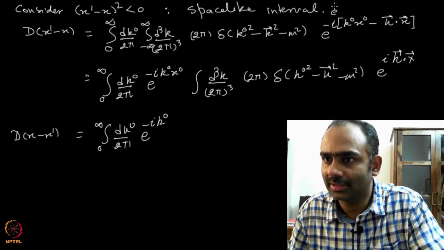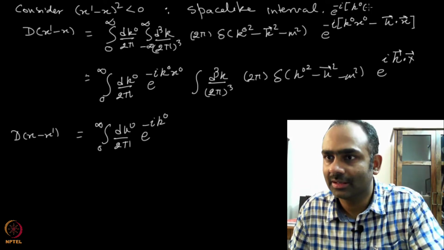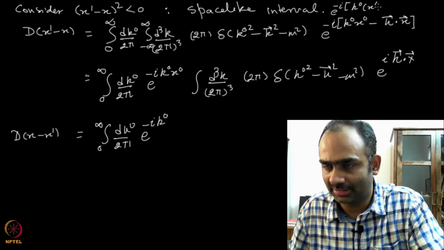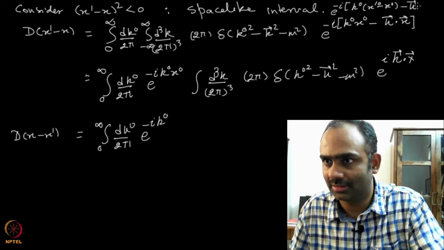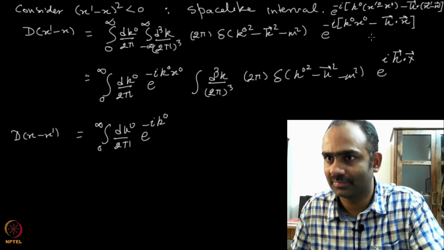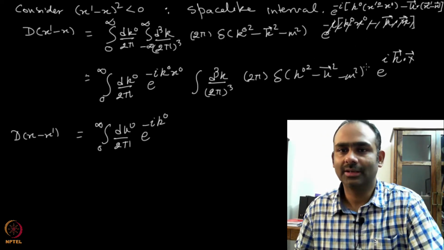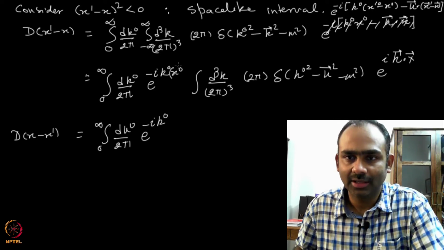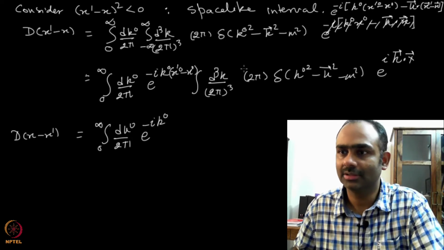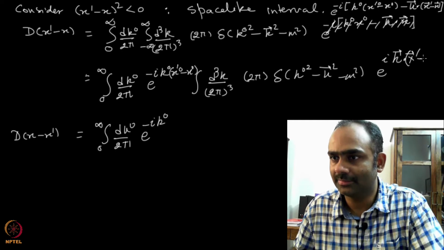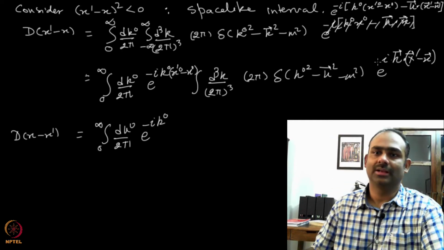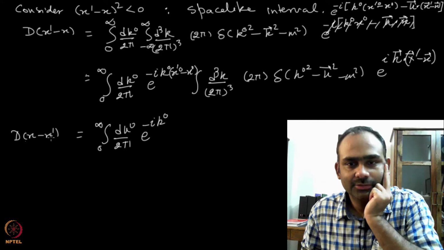So this is e to the minus I k0 x prime minus x0 minus k dot x prime minus x. That's what we have, not this. Okay, and here also this will be x prime 0 minus x 0, and this will be x prime minus x. Okay, so let's look at this one now.